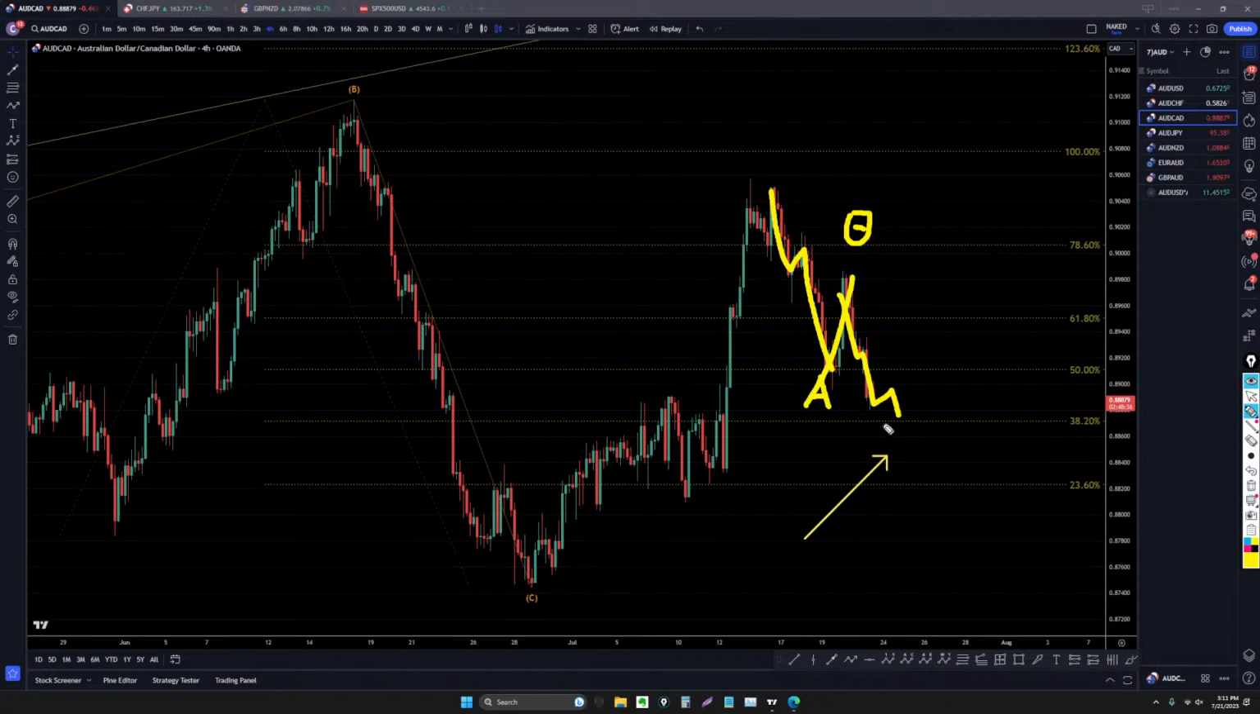Oh, hey Fly Moon, that's good. I don't know what price that was, but that's definitely good, buddy. Good job. Impulsive up, break of structure.